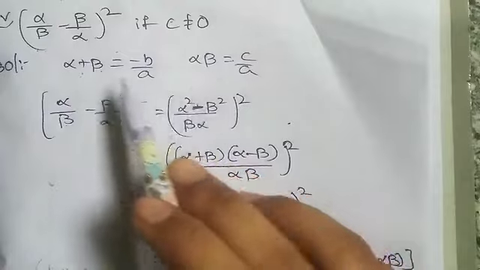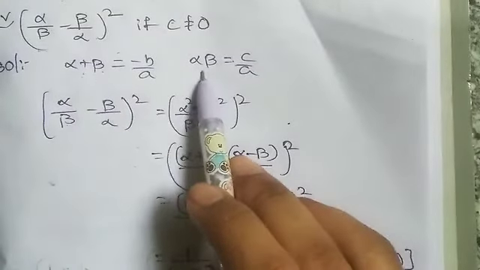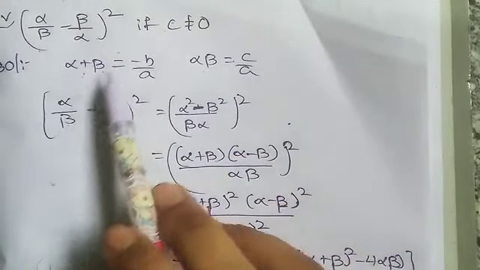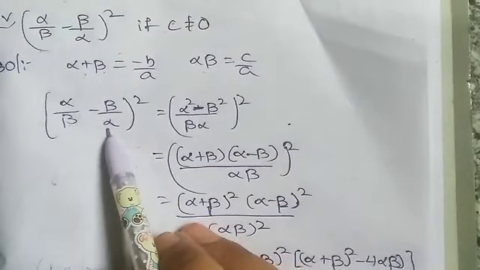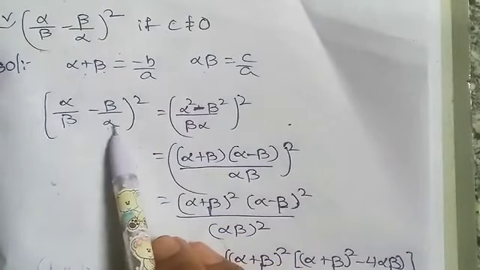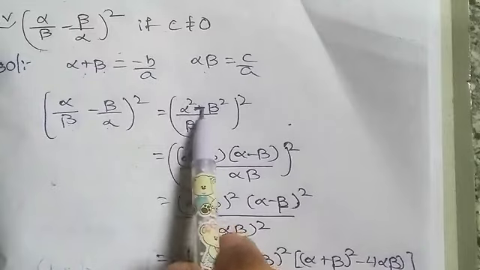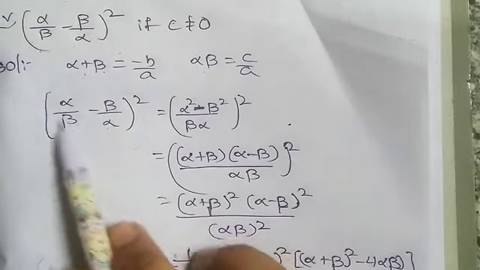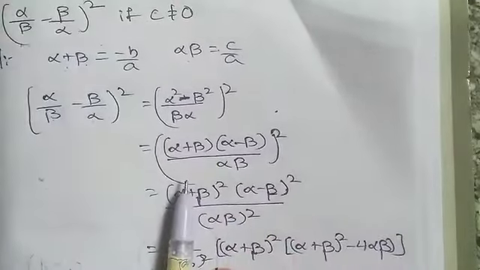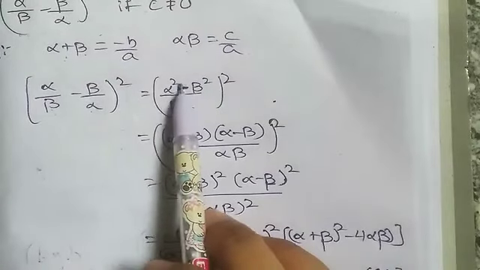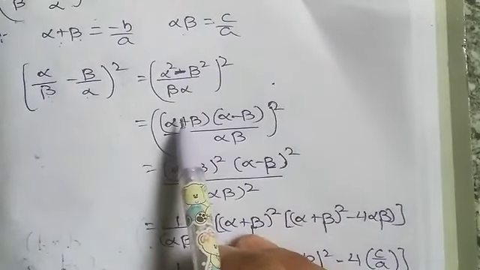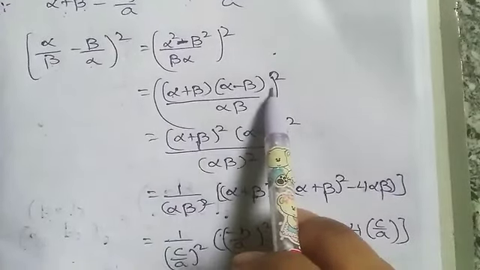This is the fourth one. We already have the alpha plus beta and alpha beta values. Now solve this. Alpha by beta minus beta by alpha whole square. I am taking beta alpha as LCM. So we will get alpha square minus beta square in the numerator, whole divided by whole square. Now it is in the form of a square minus b square. So we can write a plus b into a minus b. So alpha plus beta into alpha minus beta.